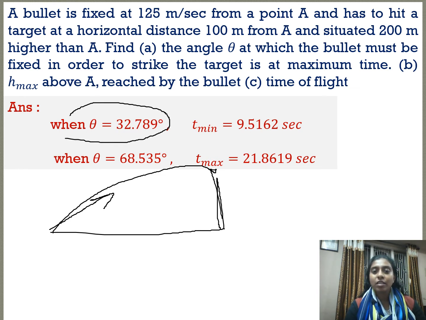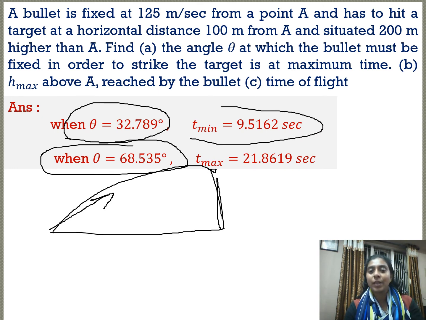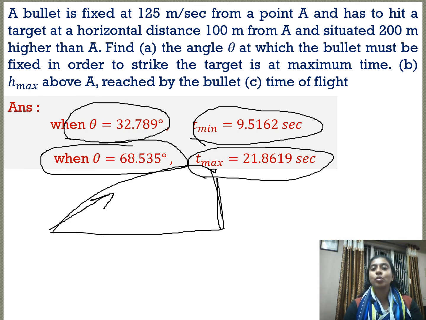One value is 32.789 degrees and another is 68.535 degrees. So when theta is equal to 32.789 degrees, we will get minimum duration, that is 9.5162 seconds. And when theta is equal to 68.535 degrees, our time taken will be maximum, and that is equal to 21.86 seconds. So this problem is a practice problem for you. Do this.